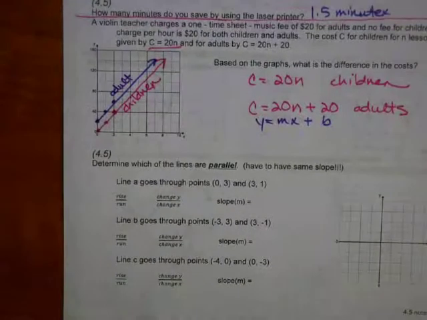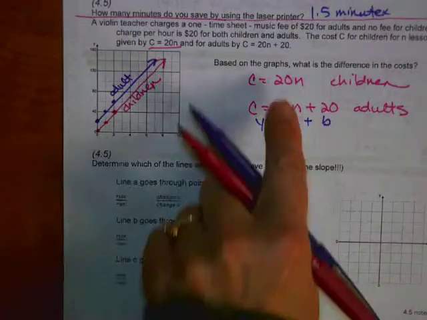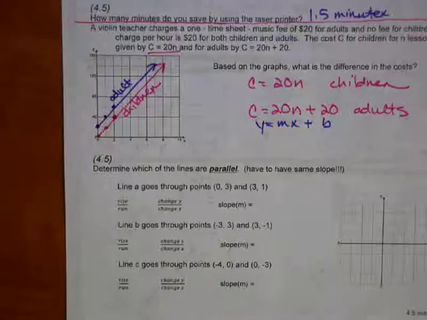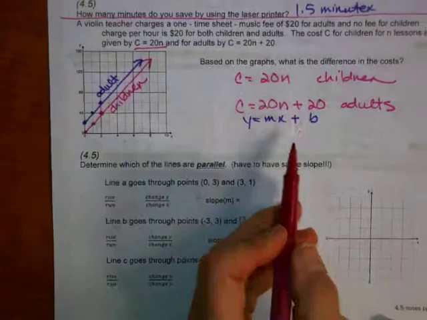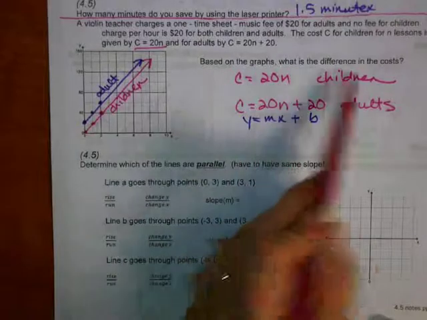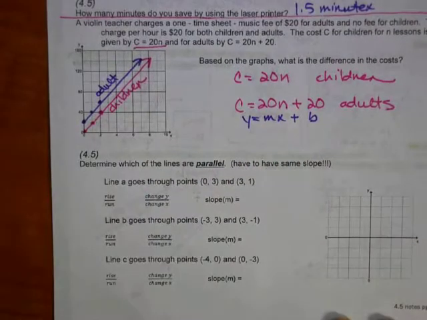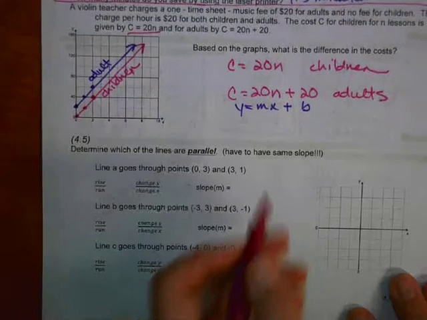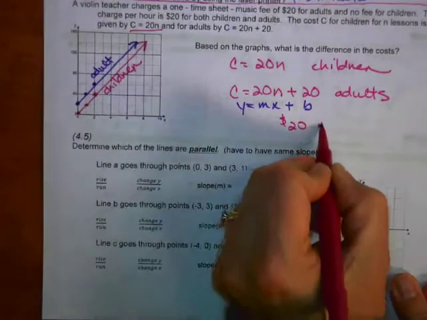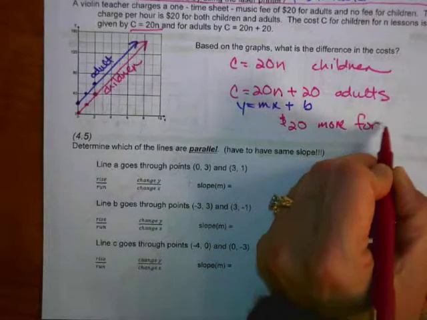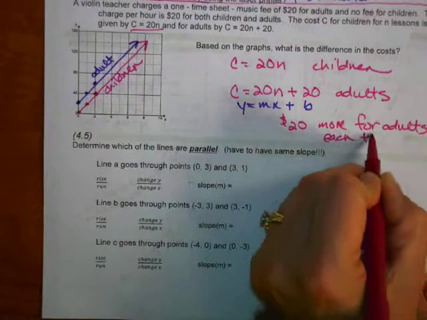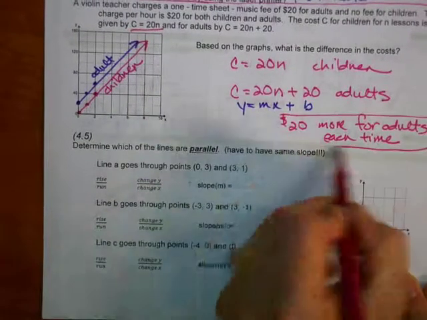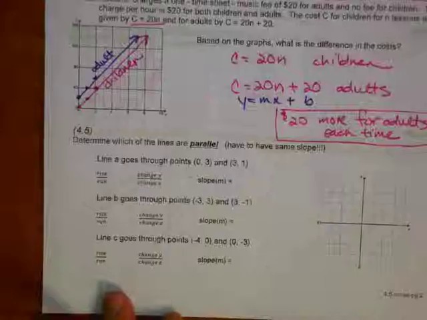Okay. Ladies and gentlemen, what's the only difference between those graphs? What's the difference in costs? There's only one difference. What is it? $20. It's $20 more for adults. We didn't have to graph it. It's $20 more for adults each time. And you don't really have to graph that to answer that question.